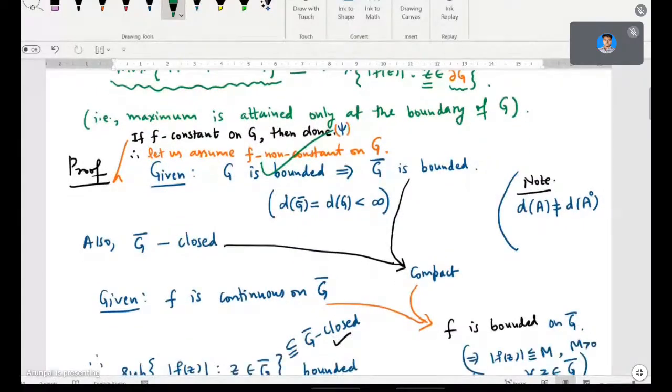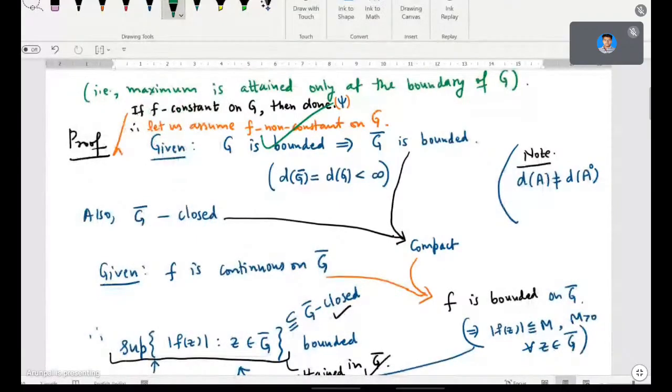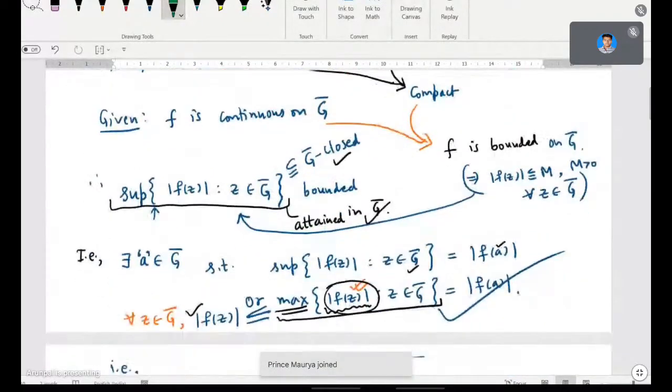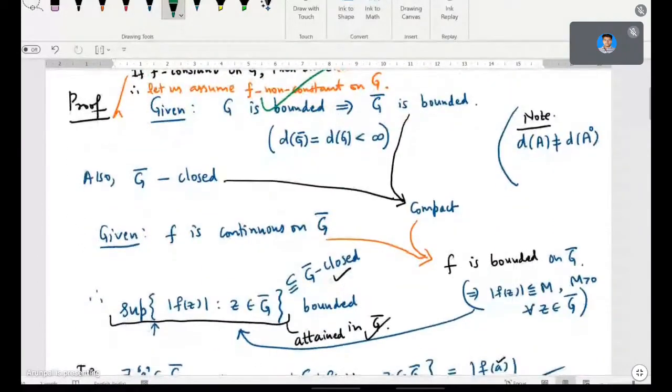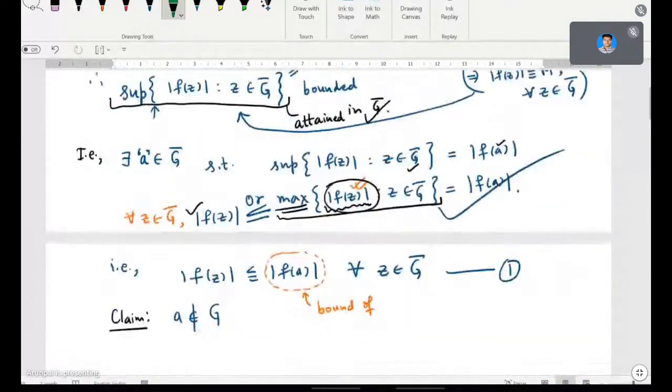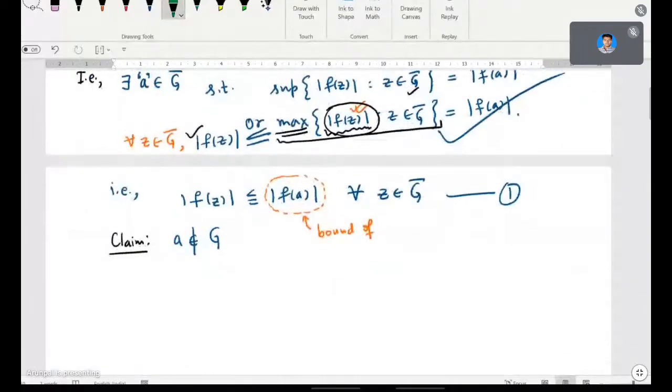And how saying that f is not constant on G, how it is going to help us. So see, first of all, let me complete the proof, then I will explain. So in our discussion now, at the moment, our f is non-constant on G.